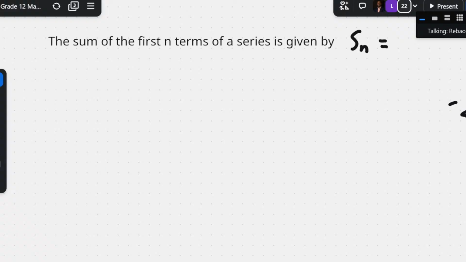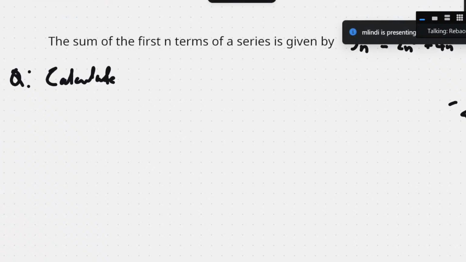So here's the formula. Sn is equal to 2n squared plus 4n. So we know in sequences and series that Sn represents the summation. Okay. So the first question requires us to calculate the sum of the first 200 terms. That's not an issue at all. The interesting question is this one. Calculate the value.